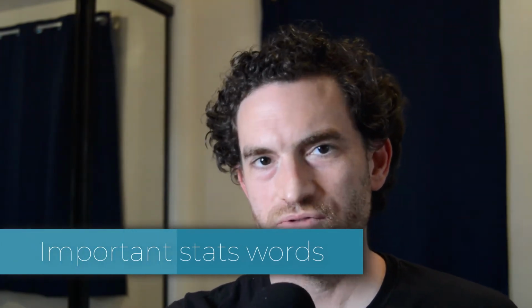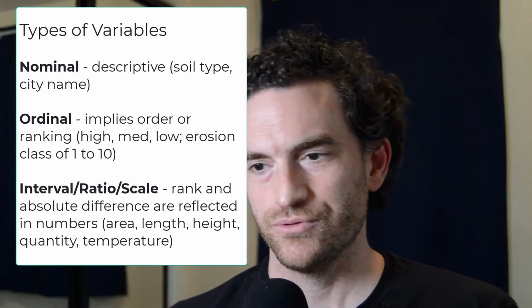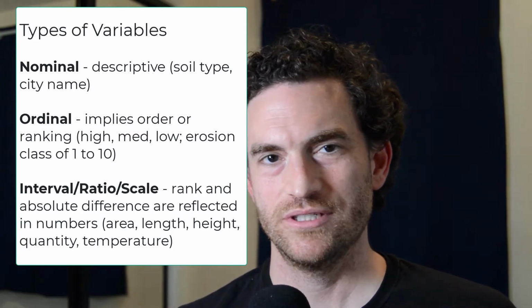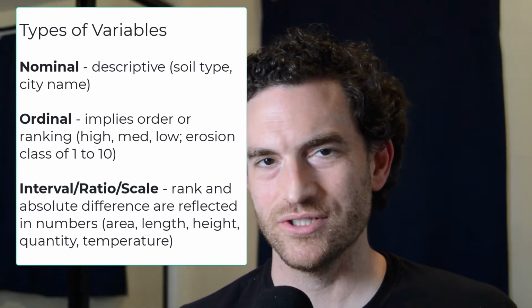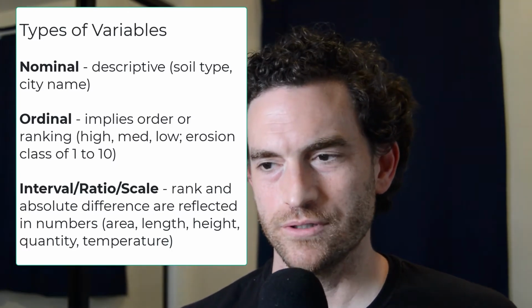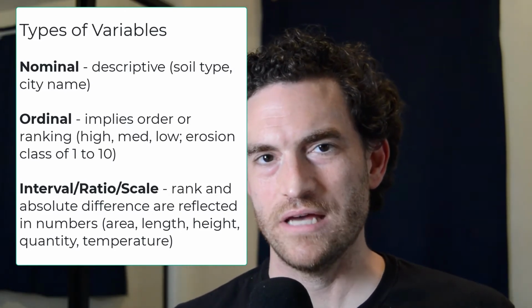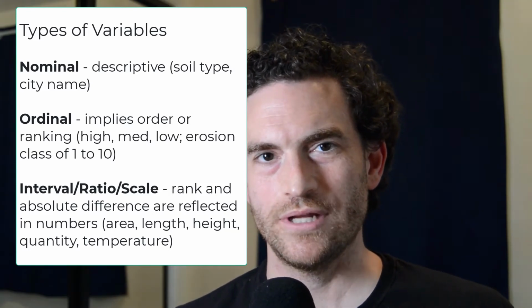All right, let's move on to some of our basic concepts in quantitative data that everybody needs to know. This includes just what are the types of quantitative variables out there. We've got nominal, ordinal, and interval ratio scale data. Okay, so nominal, this is descriptive data. This is just telling us about something. It's just like an attribute, like the type of soil or the name of a city. And this is important because nominal data can have a number to it. So for soil type, clay soils could be assigned a number 1, sandy soils a number 2, and silty soils a number 3.